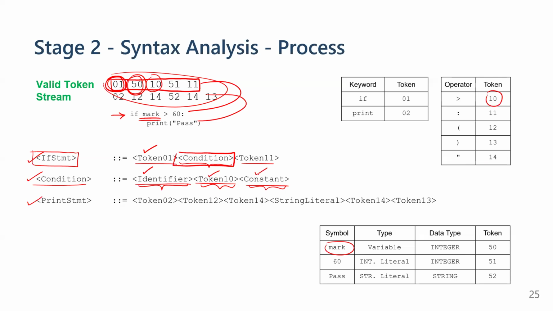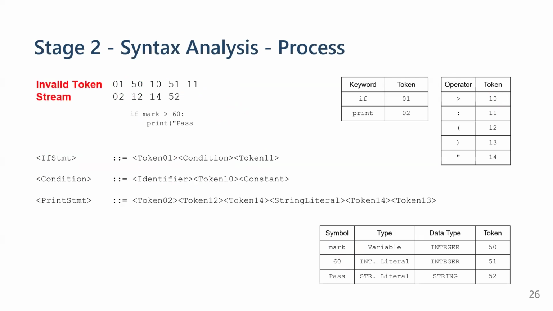And constant is essentially the 60 that has been defined here, which is an integer literal, which could be considered as a constant as well. And then that completes the condition part of it. And at the end, the if condition is closed off with a token number 11, which you can see here. So as you can see, by comparing the tokens with the predefined BNF, you can ensure whether the tokens are used correctly or if there's any errors. And you can proceed this for the entire token stream to ensure that all the tokens follow valid syntax.